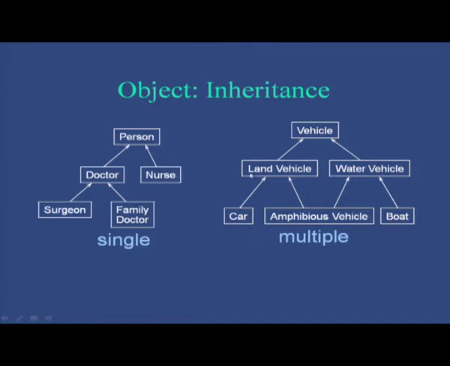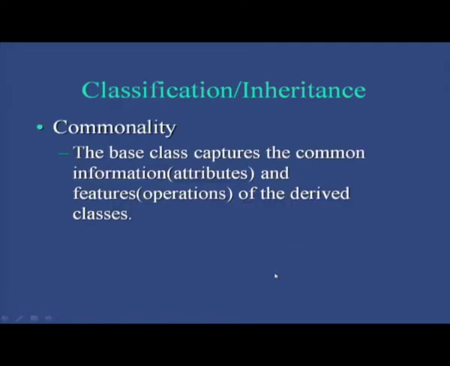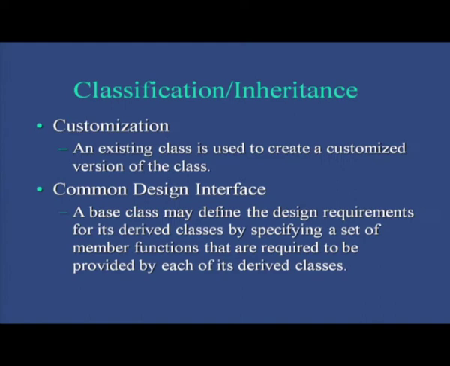So, now what is happening? This particular vehicle called amphibious vehicle is drawing from land vehicle and water vehicle. Some properties of land vehicle, some properties of water vehicle. It is unlike boat, it is unlike car. This is a midway, it runs on both. Classification inheritance: the base class captures the common information and features of the derived classes. The base class is giving you what is common, either attributes or operations, and either you add or subtract in the derived classes. It can be a subclass, from subclass you can go to superclass.